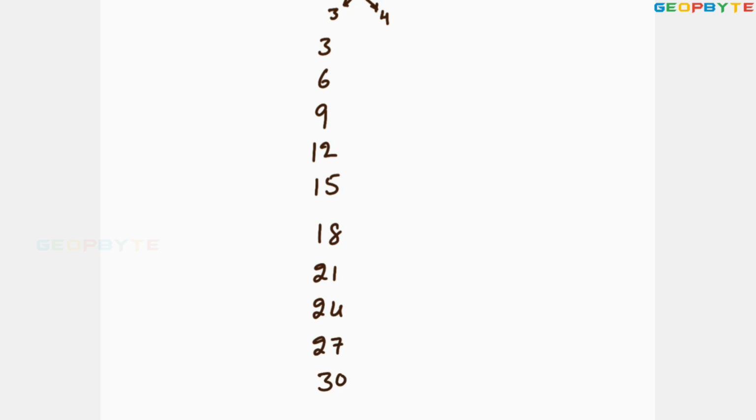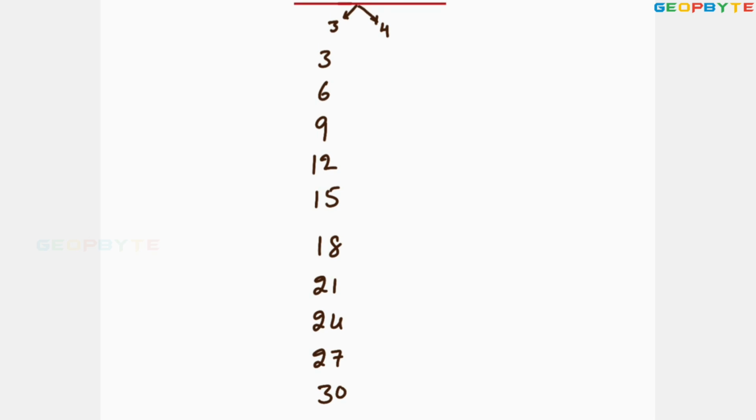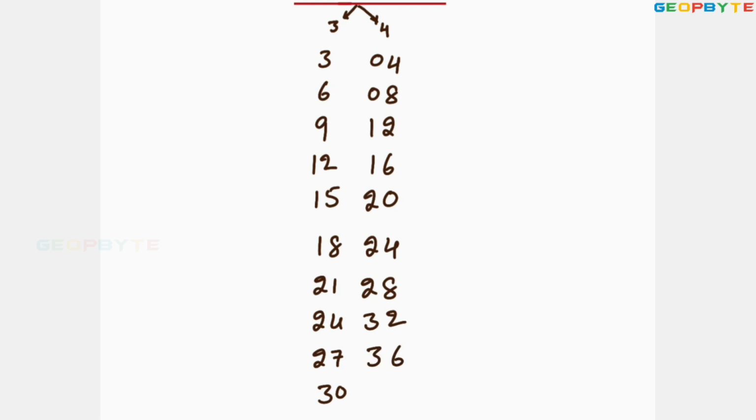Okay? Similarly, let us write the 4 table. 4, write as 0 4. 4 into 2, 8, 0 8, always in terms of 2 digits. 4 into 3, 12. 4 into 4, 16, 20, 24, 28, 32, 36, 40.